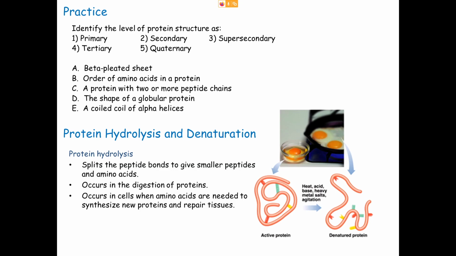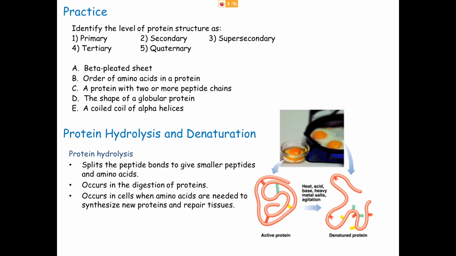Choice B, order of amino acids in a protein. Primary. That's a piece of information of the primary structure, exactly. C says a protein with 2 or more peptide chains. A chain means a complete sequence N to C. We have 2 or more of those put together. Quaternary. That's quaternary structure, exactly.